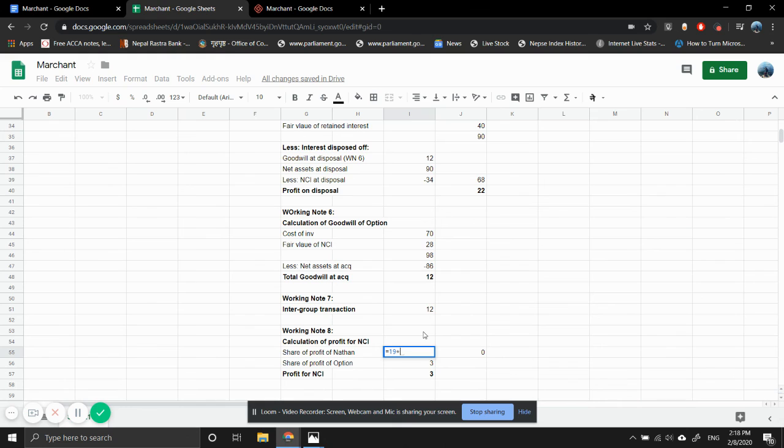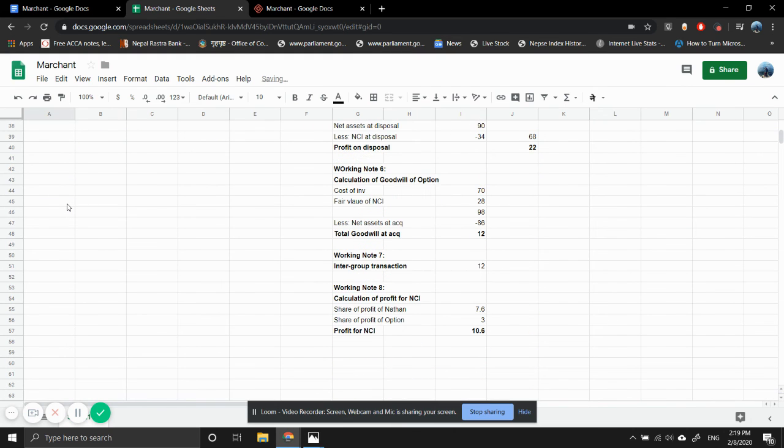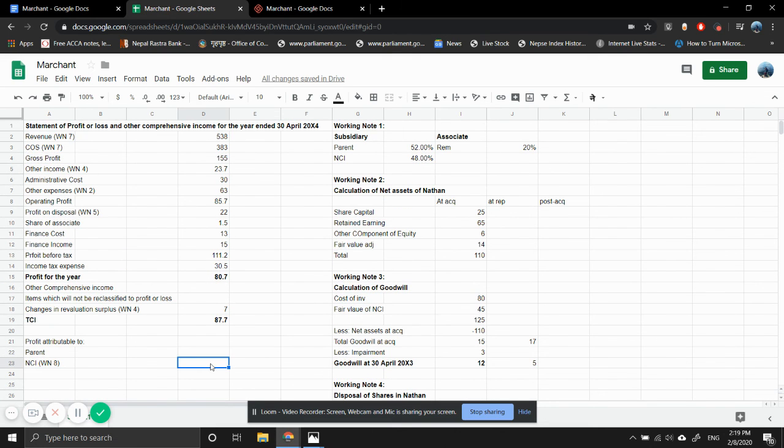19 into 0.4. So once that's done, what we will do is, let's take this figure over here. So I think it's working out 8 or something. Yep, so I-57. This figure minus this figure, this will basically be the balancing figure, BF.